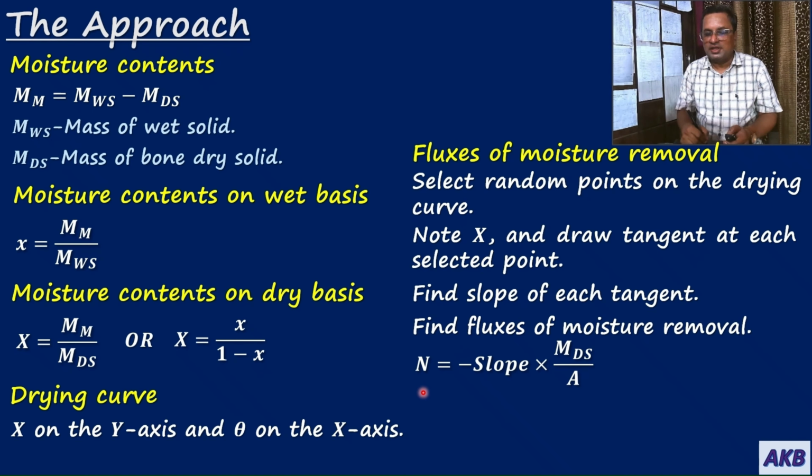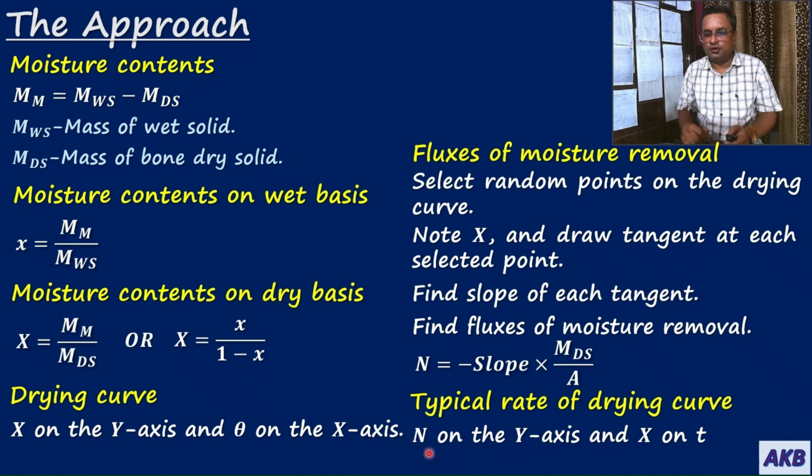So in this way, we will get different values of N, and finally once you have the values of N, we will plot the typical rate of drying curve. For that, capital N values we will be plotting on the y-axis, and capital X values we will be plotting on the x-axis. The resulting curve is nothing but the typical rate of drying curve, and that is what we are supposed to do in this numerical example.